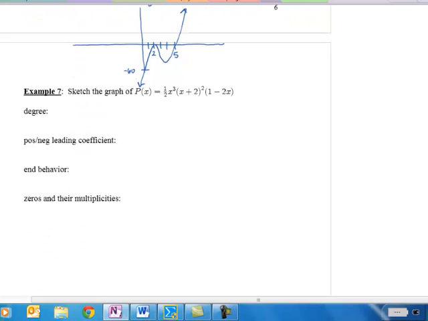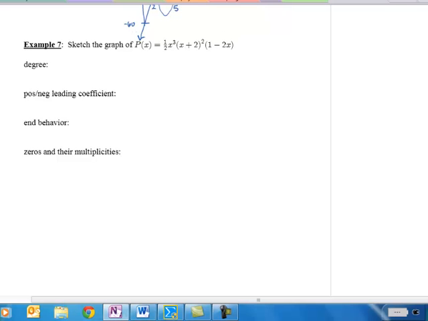Okay, so another example similar to that one. Our goal in the end is to sketch the graph, and we'll do that by taking a look at these pieces. Again, the degree and the sign of a leading coefficient will determine the end behavior, so we want to think about that separately, and then we'll look at the x-intercepts by looking at the factored form and the zeros and the multiplicities.